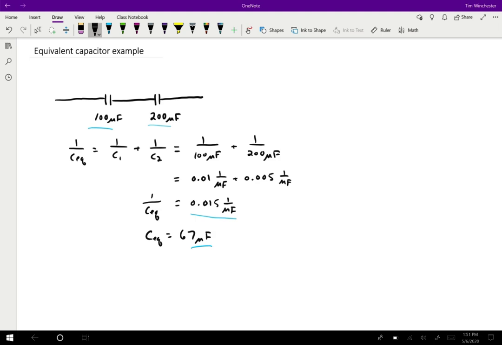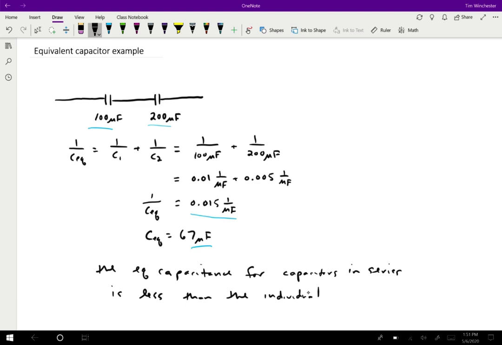That's going to be the case always for capacitors that are in series. The equivalent capacitance for capacitors in series is less than the individual ones. Okay, but also notice that it's not dramatically less. 67 is still the same order of magnitude as 100 and 200, but it is less than either of them.